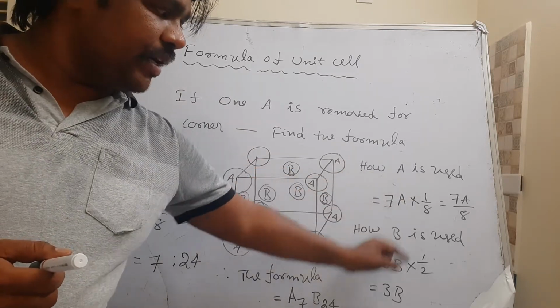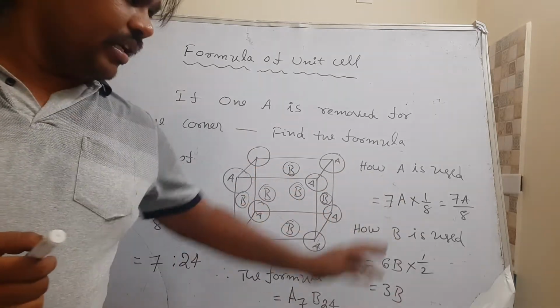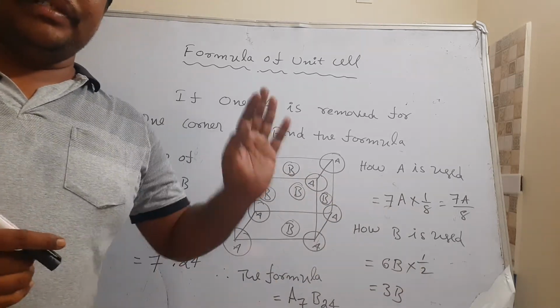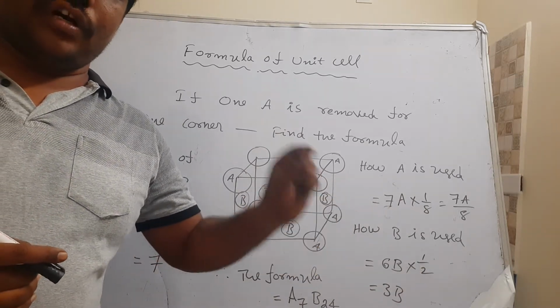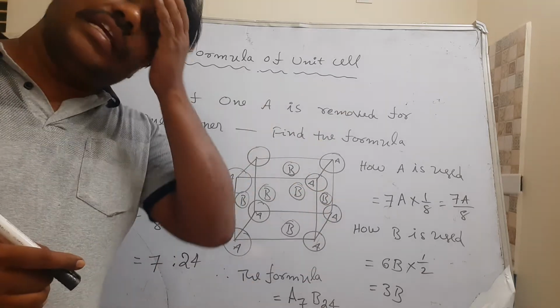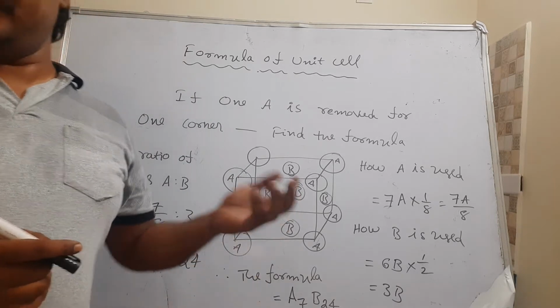Corner contribution is 1 by 8, face contribution is 1 by 2, like that. You just memorize the contributions of corner, face center, body center, edge center, which I taught in the previous class. Right, students?